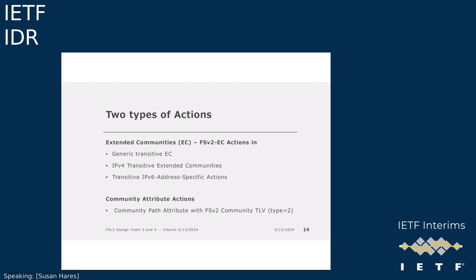The community path attribute is a path attribute that has been defined in the wide community draft, but it is a unique attribute with the flow spec V2. So the idea would be to define a flow spec community type and make the base header, which I will show you, followed by just the flow spec V2.